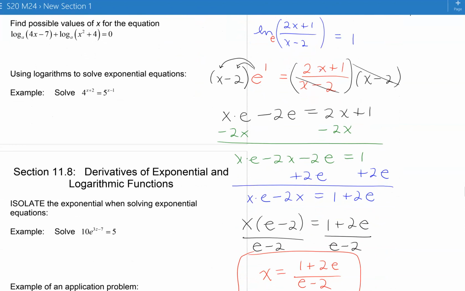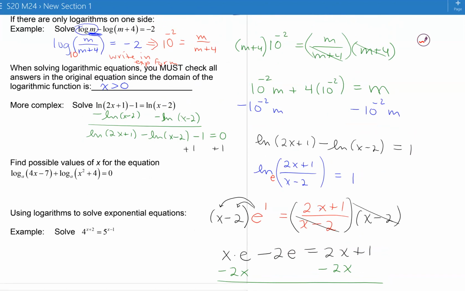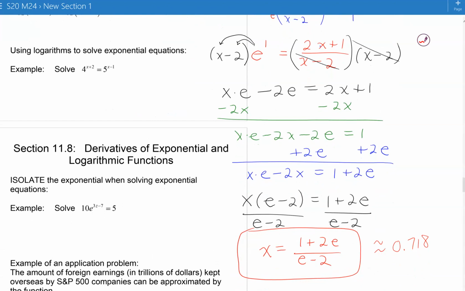And then we should check our answer to make sure it's not going to make a negative input to a logarithm. So this is about 0.718. So if I come back to the beginning, 0.718 minus 2 gives me a negative result. So this answer has to be discarded.